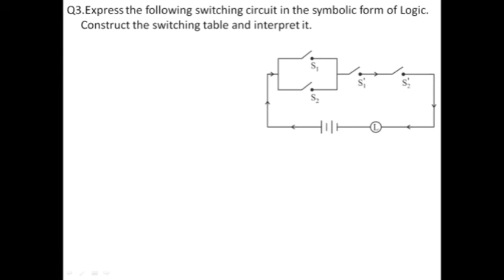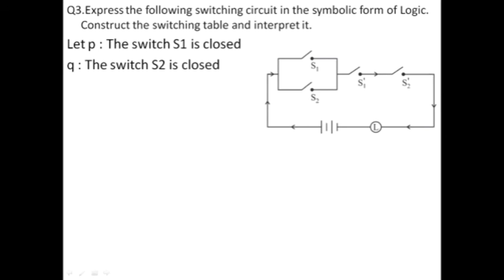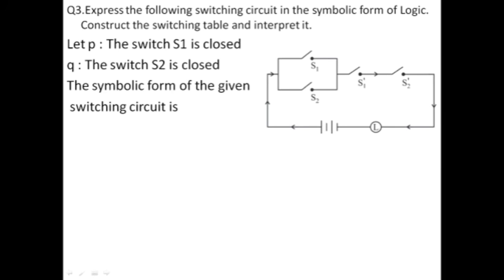Next question. Express the following switching circuit in symbolic form and construct the switching table and interpret it. We have to interpret. This is the given circuit. Here S1 and S2 are connected in parallel, and S1 dash and S2 dash are connected in series. Let's see. Let P be the switch S1 is closed, Q the switch S2 is closed. The symbolic form of the given switching circuit is P or Q, that is S1 or S2, and negation of P and negation of Q.